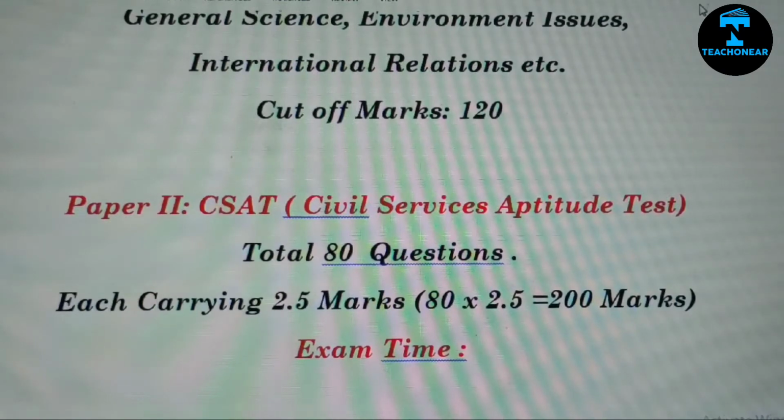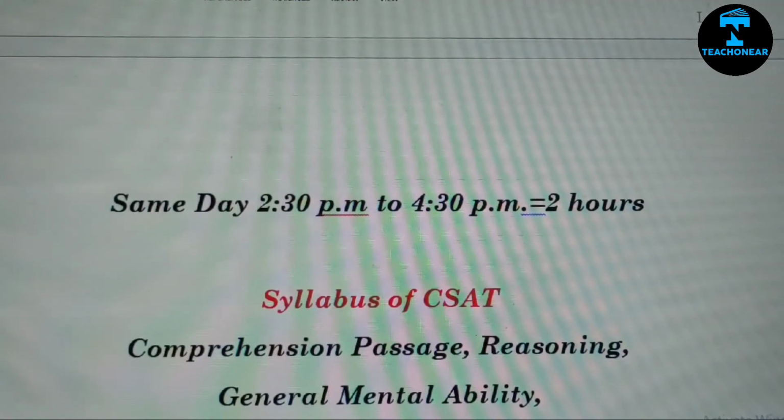Next come to paper 2, that's CSAT, or the Civil Services Aptitude Test. There are 80 questions in this paper, and each question carrying 2.5 marks. So total 200 marks also in this exam. And what is the time? Time is also 2 hours, meaning the same day. In the early morning, in the first half, paper 1 will be examined, and in the second half, from 2:30 PM to 4:30 PM, for 2 hours, the second paper will be examined.